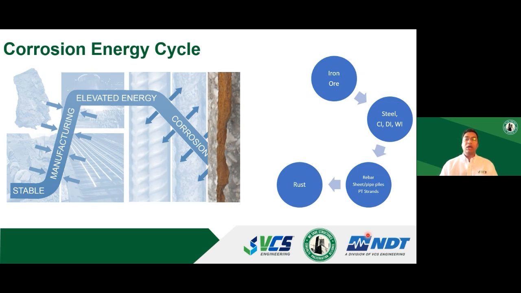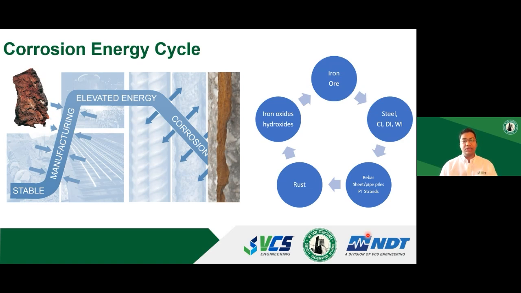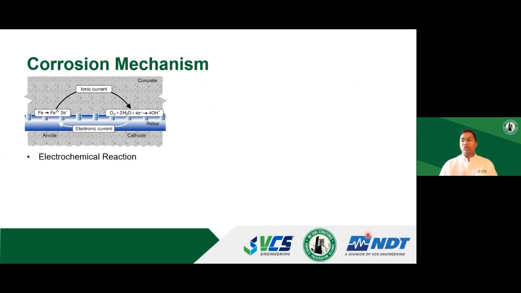And when the corrosion product or the rust forms on the steel, effectively you're going back to the same state we started with, essentially iron oxides and hydroxides, and effectively that's the iron ore we started with. So you are completing the circle in a sense, in terms of energy and also in terms of the phases that are formed. For any corrosion reaction to happen, you need four components.